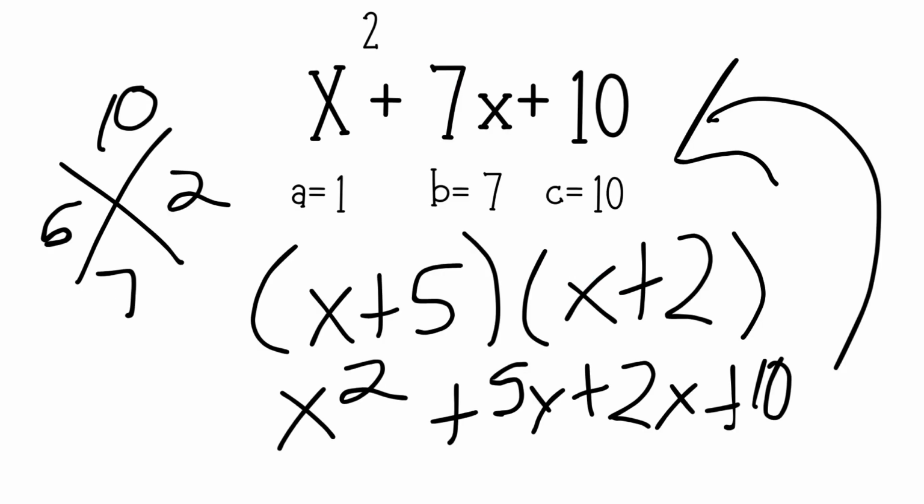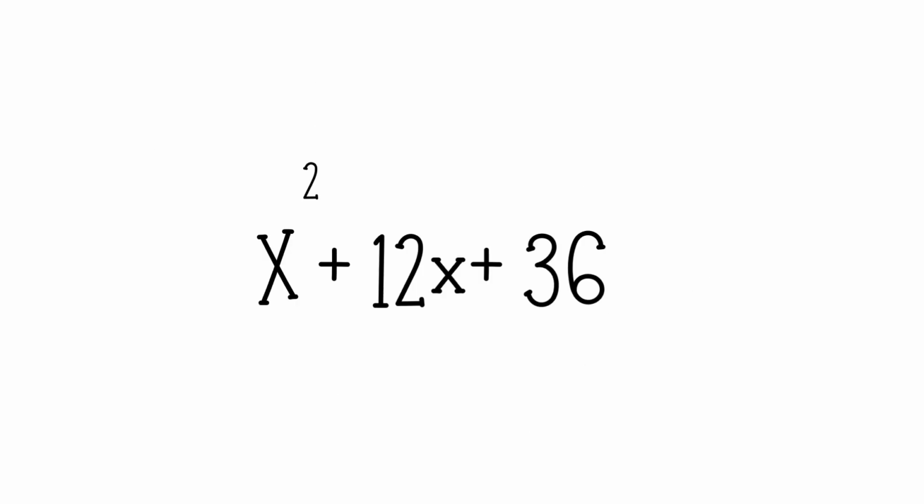If you got x plus 5 times x plus 2, you are correct. If we distribute what we got, we would end up back with x squared plus 7x plus 10, which is how we know our answer is right. Try this on your own.